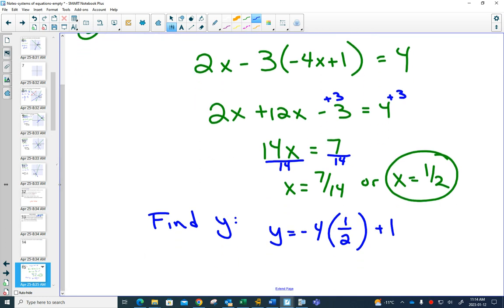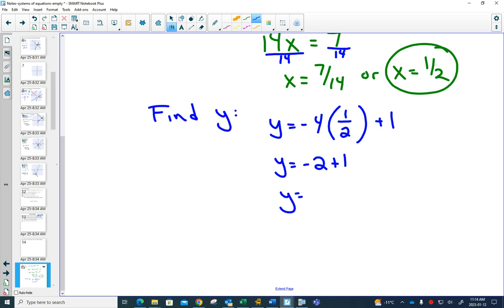What's half of -4? -2. And -2 plus 1? Why is it negative? Because -2 plus 1 would be negative. Why is it negative? You move to the other side of the equal sign. This is a 4.